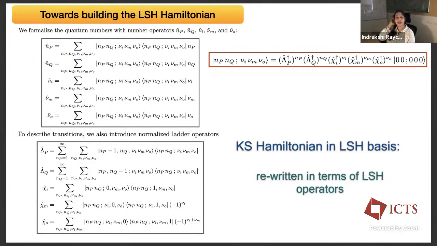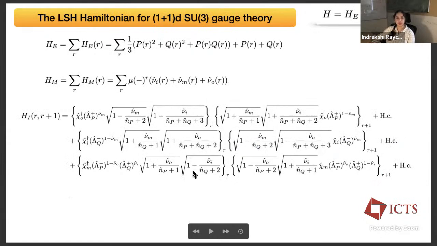Now one can write the Kogut-Susskind Hamiltonian in the Loop-String-Hadron basis. That is actually in terms of the Loop-String-Hadron operators. By Loop-String-Hadron operators, I mean this set of number operators and this set of ladder operators. So I will not put you through too much detail here, but this is the exact Hamiltonian.